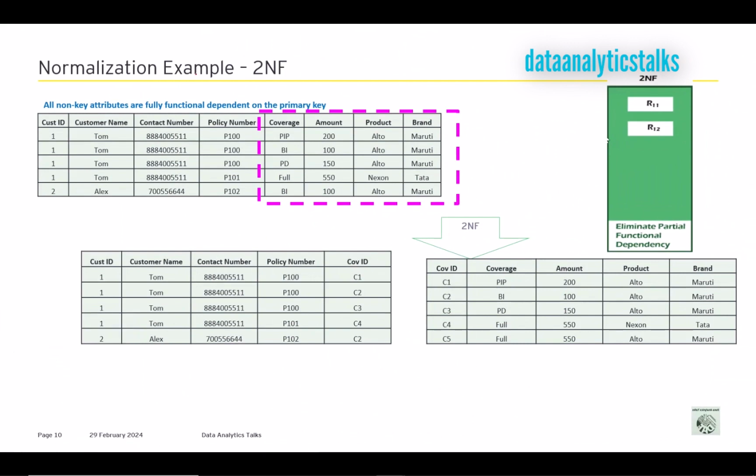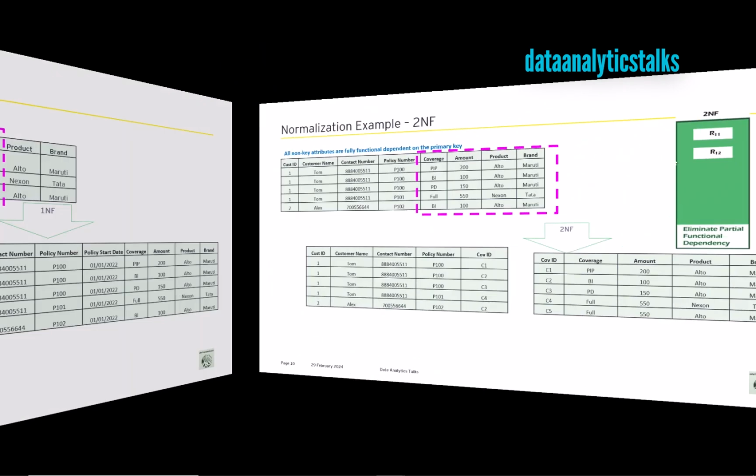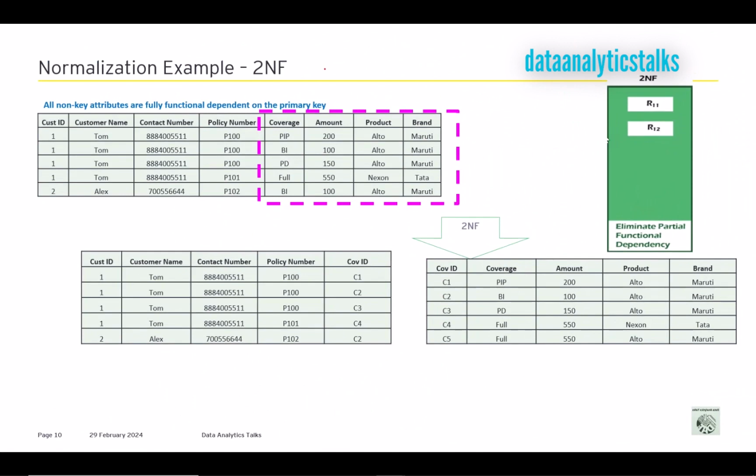Coming to the second normal form, in this scenario, what are we going to do? We are going to eliminate partial functional dependency.